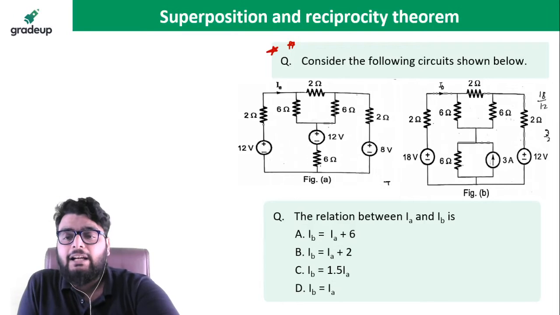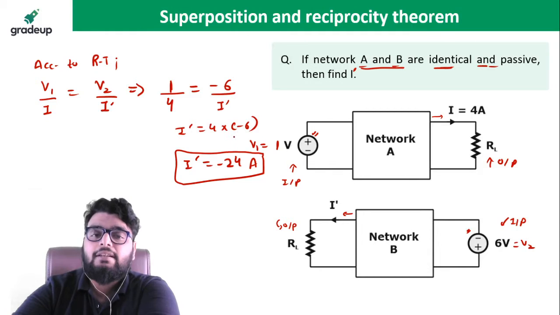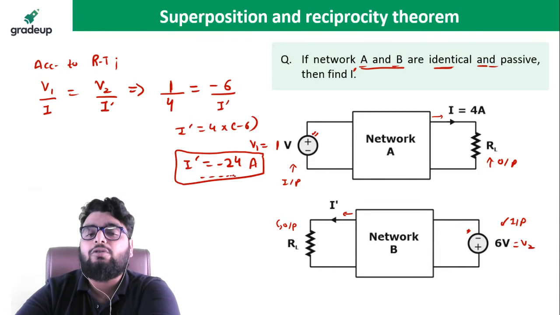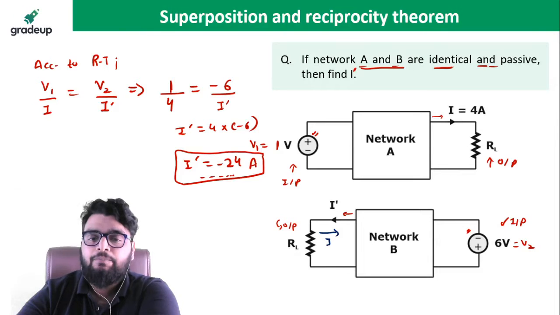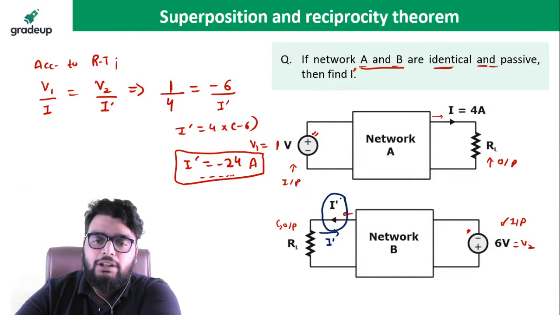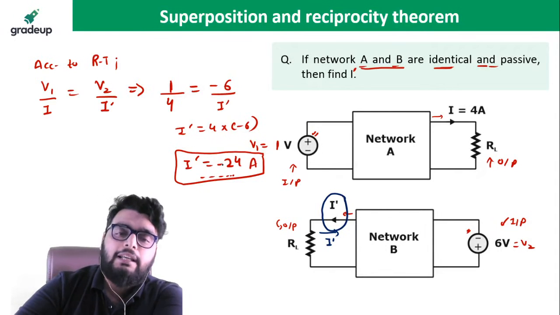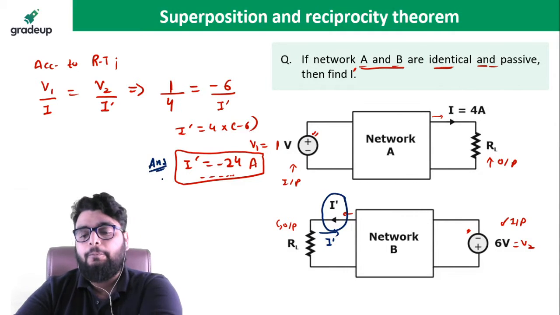Sheikh, the answer is negative. Why? Because you can see now the voltage is minus 6. So the answer is negative. It is minus 24. Minus means actually the current will flow in an opposite direction. Okay, but I need to give the answer according to the direction given in the question. That's why I have to keep minus here. So the answer is minus 24.